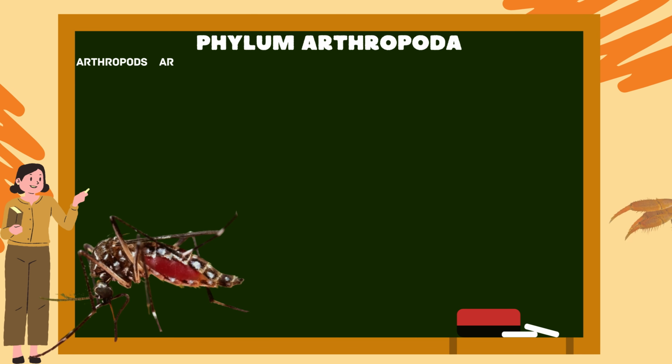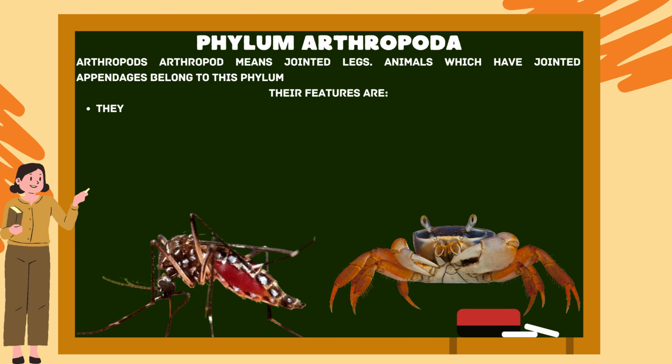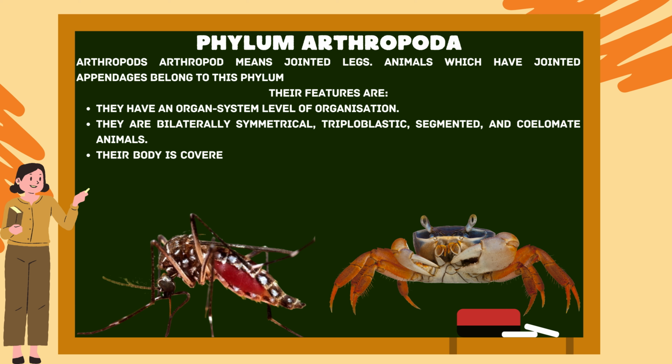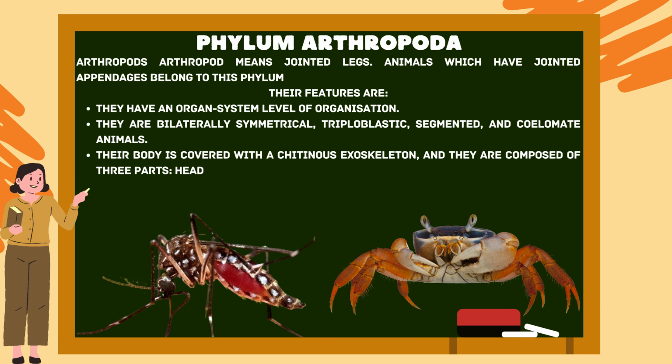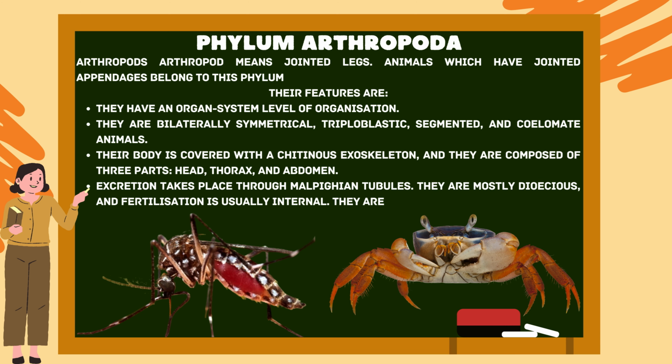Phylum Arthropoda. Arthropoda means jointed legs. Animals which have jointed appendages belong to this phylum. Their features are: they have an organ system level of organization. They are bilaterally symmetrical, triploblastic, segmented, and coelomate animals. Their body is covered with a chitinous exoskeleton and is composed of three parts: head, thorax, and abdomen. Excretion takes place through malpighian tubules. They are mostly dioecious and fertilization is usually internal. They are mostly oviparous.